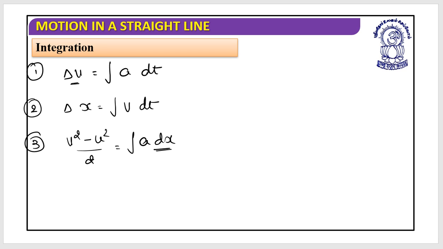Do you find something very interesting? Let me show you. I know that a equals delta v by delta t. So I also know that delta v equals a into delta t. If I write this in a differential term, it would be delta v equals integration of a dt.